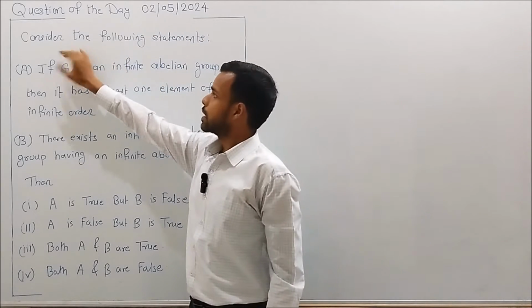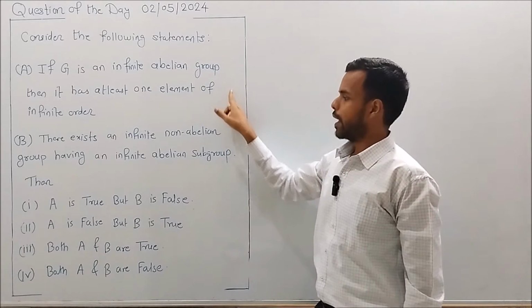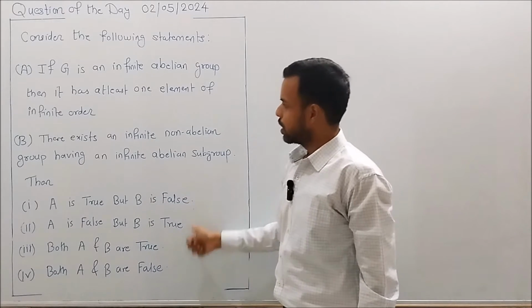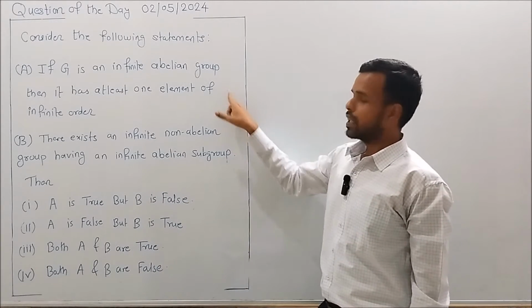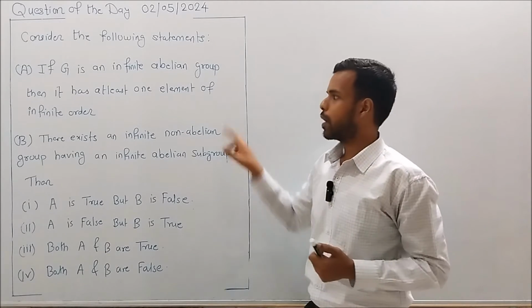The question is, consider the following statements. We have given two statements, statement A and statement B. And from the options, we can see that we need to verify whether these statements are true or false. So let's verify the statements one by one.